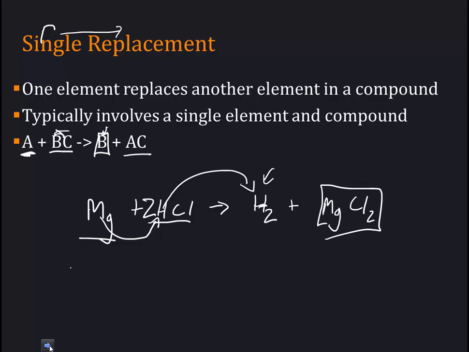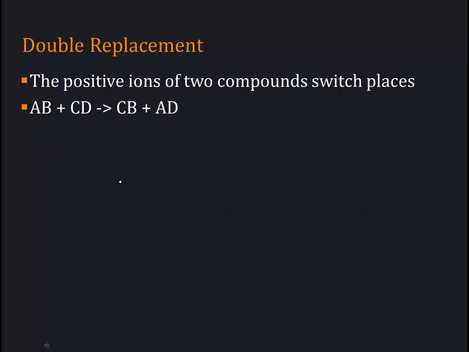And then double replacement is the same thing but bigger. Instead of an element and a compound, we're going to have two compounds. So the positive ions of these two compounds switch places. Remember, the positive ions, the cations, are written first. So A and C are positive, B and D are negative. So A used to be with B and now it's with D, and then C used to be with D and now it's with B. So these two swapped. Since there's two compounds switching positive ions, we call it a double replacement reaction.